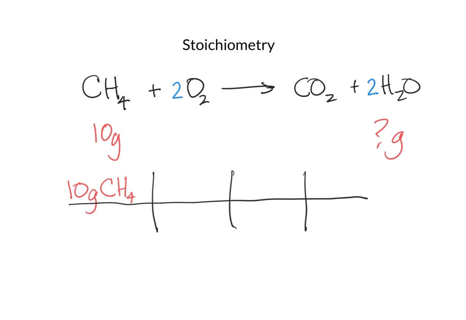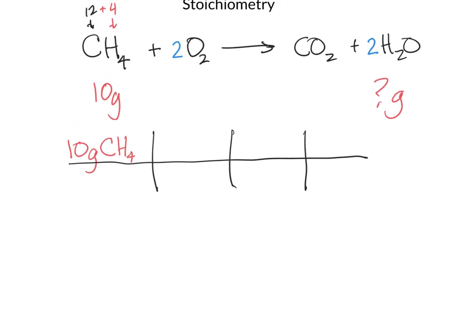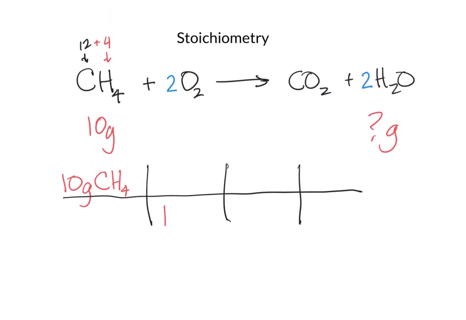In CH4, I've got carbon, which is 12, and I've got hydrogen, which is 1, and I've got 4 of them. So that's going to be a total of 4. And I add those up, and that's 16 grams. So 16 grams of CH4, and you may want to write in what it is you're talking about, because you can't cancel grams of one thing with grams of another thing. And that's per mole of CH4.